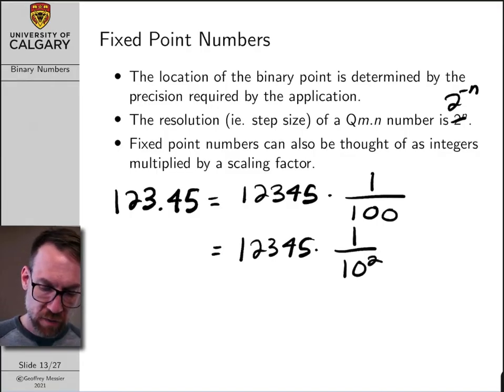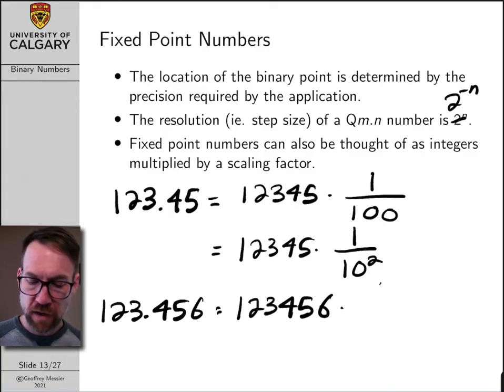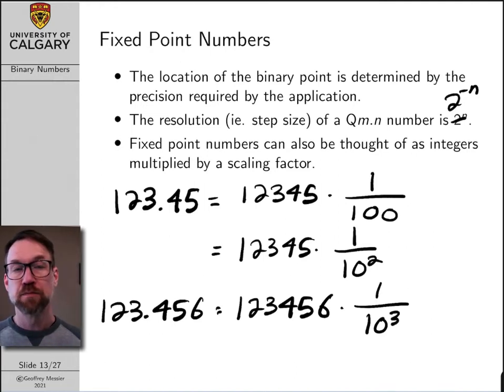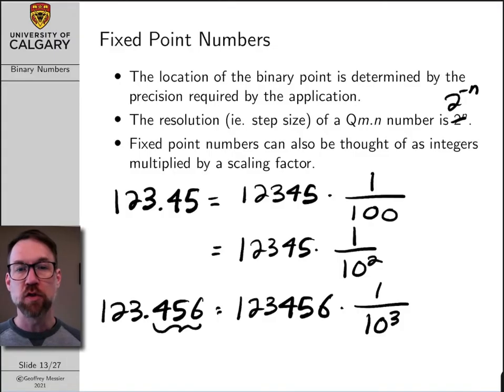If we had 123.456, we can think of this as the integer 123456 multiplied by a scaling factor of 1 over 10 cubed. Basically any base 10 real number that we choose to write out, we can represent as a whole number, an integer, multiplied by a scaling factor, 1 over 10 to an exponent, and the exponent is the number of digits that we choose for our fractional part.